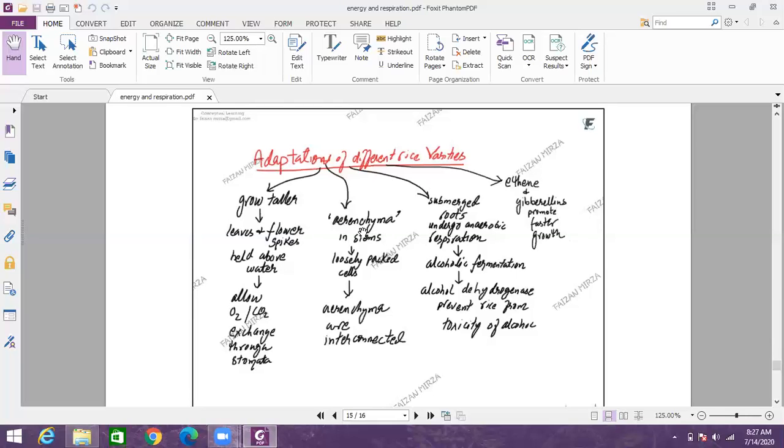The second adaptation is parenchyma. Parenchyma is air tissue. Recall your AS knowledge and O-level knowledge. You have seen how spongy mesophyll cells have air spaces around them. Parenchyma is also a similar kind of tissue with loosely packed cells centered around a large air space, and that is called the parenchyma tissue. These are loosely packed cells. They have a large air space in the center, and the parenchyma is interconnected.